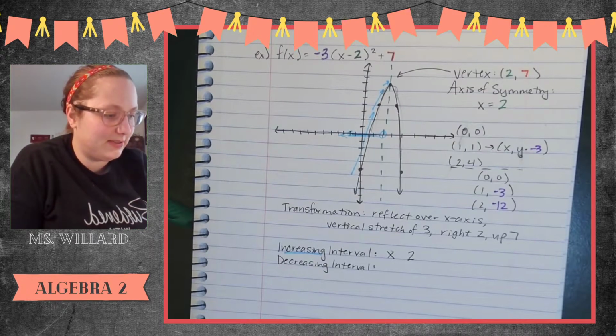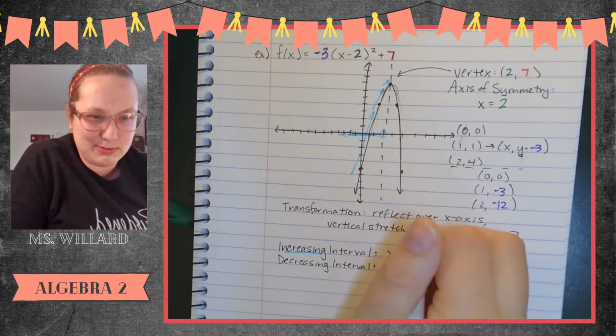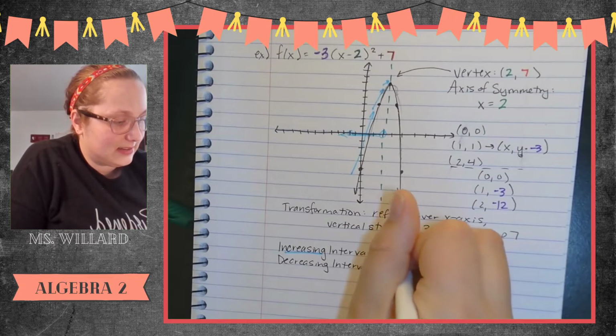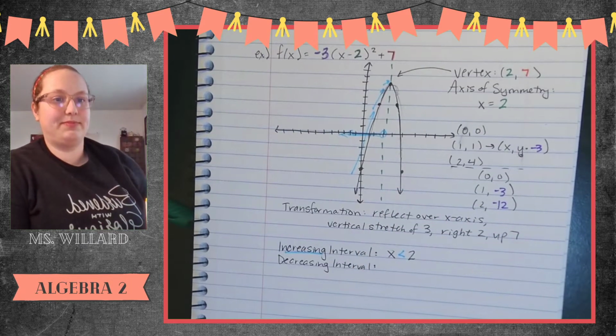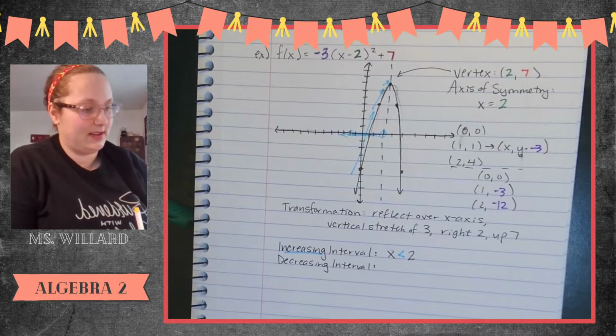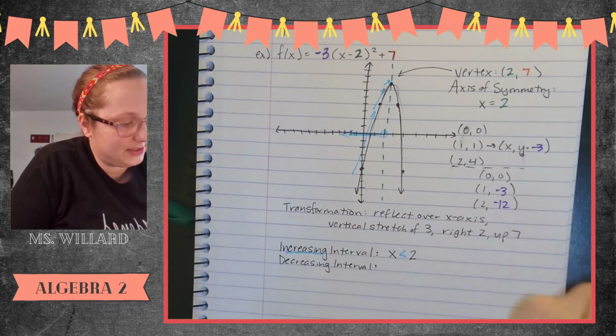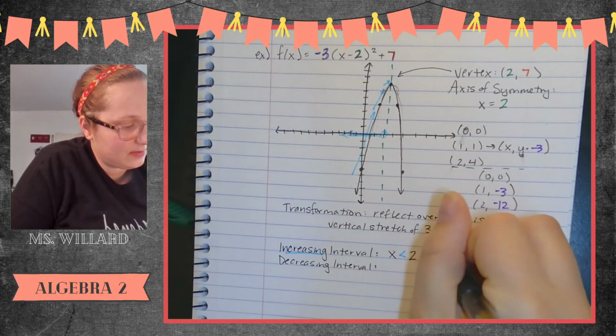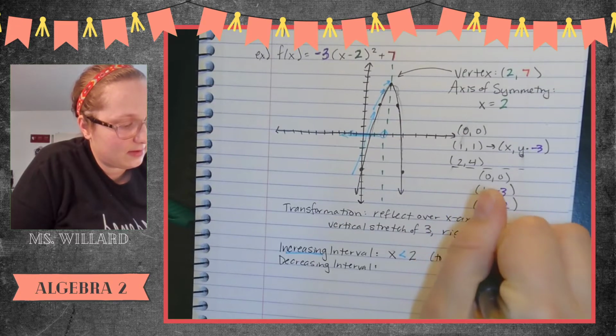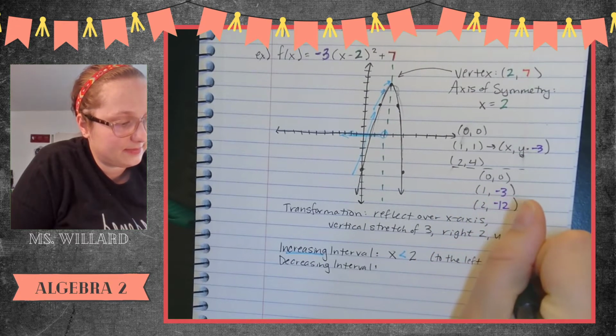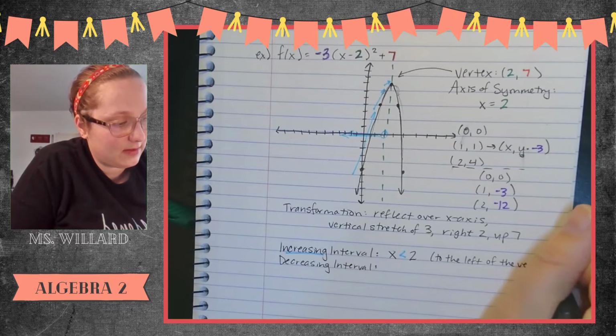Is that confusing to everybody? Absolutely. Is that okay? Yeah, we'll figure it out as we go. So when x is less than 2, it's increasing. That just means to the left of 2, or of the vertex.